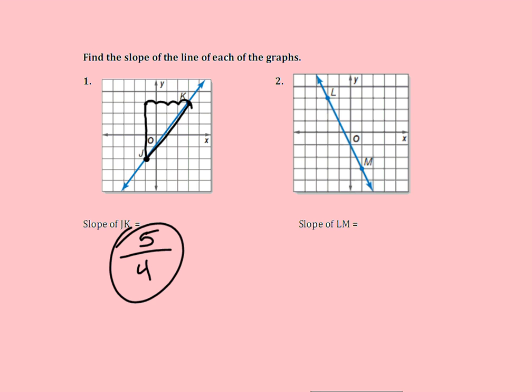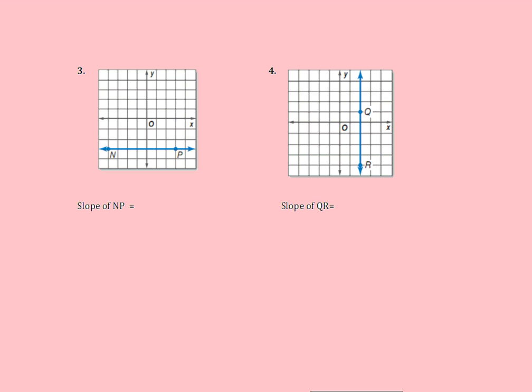Number 2, this one is going down. So how far am I going down? 1, 2, 3, 4, 5, 6. That's going to be negative because I'm going down. How far am I running? 1, 2, 3. So my simplified slope is going to be -2. That's how you pick it off of the graph.